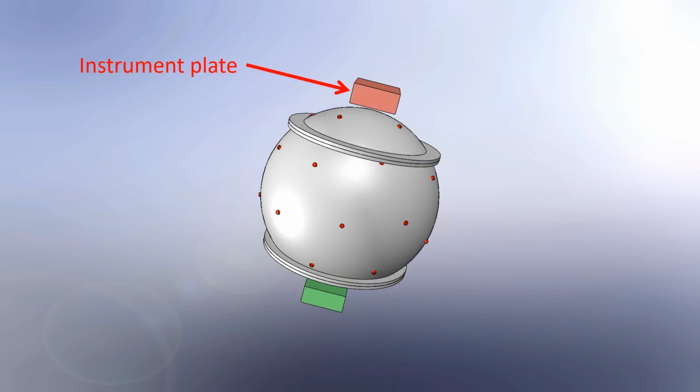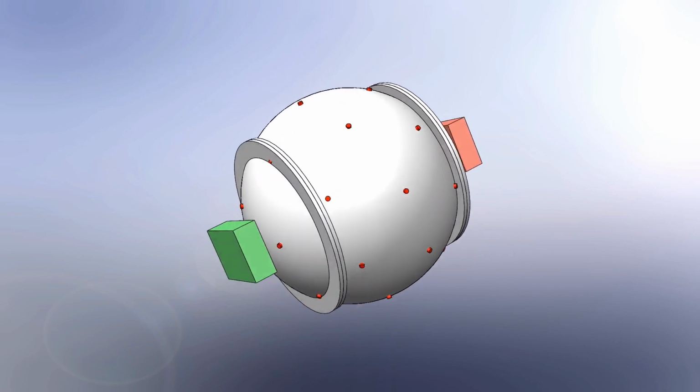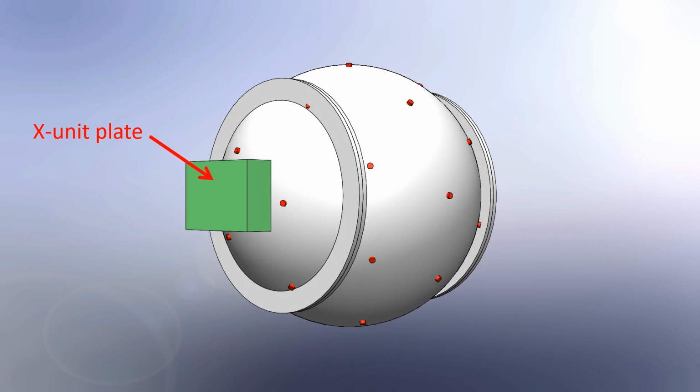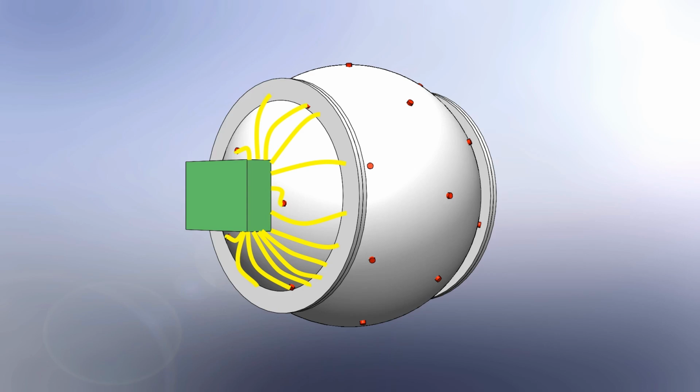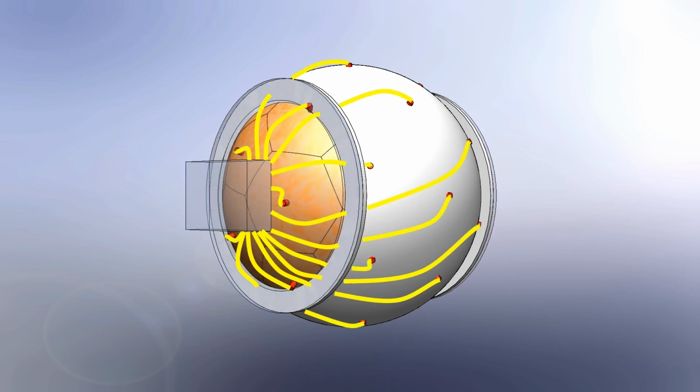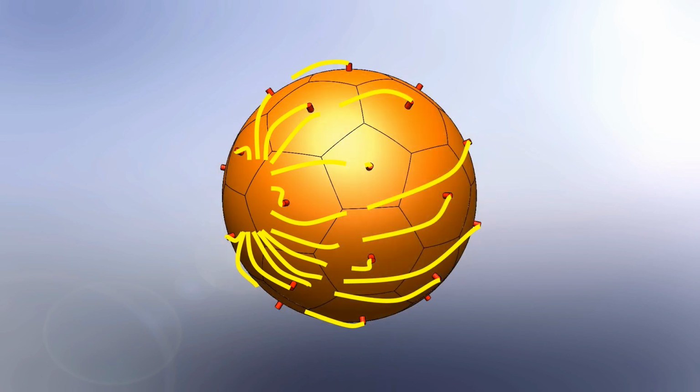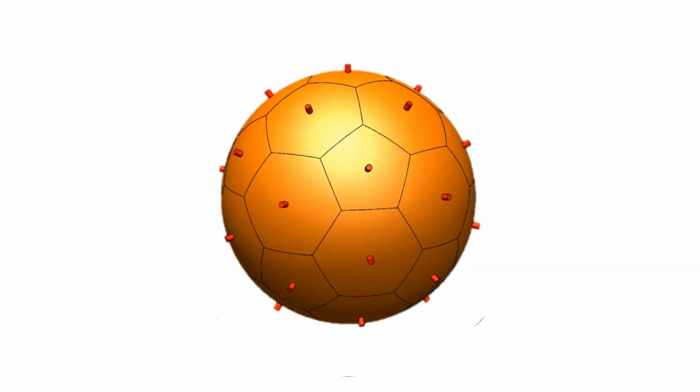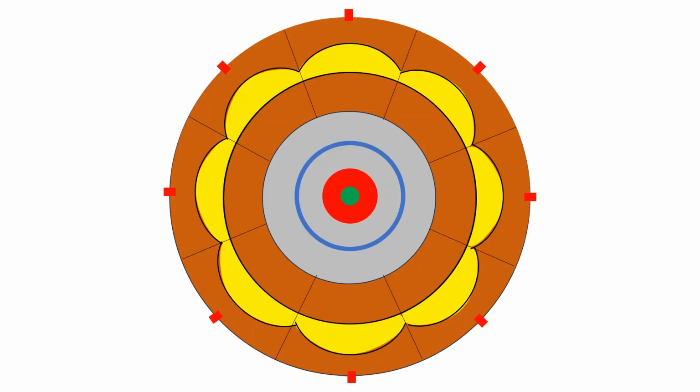Behind the physics package, there is an instrument plate that consists of radars, baroswitches, and timers. In front, there is an X-unit plate that consists of batteries and a firing switch. When the firing switches are activated, electrical charges are sent to all 32 detonators simultaneously through wires. To understand what happens next, let's look at the cross-section of the physics package. Here you can see the detonator, faster explosives, and slower explosives assembly.